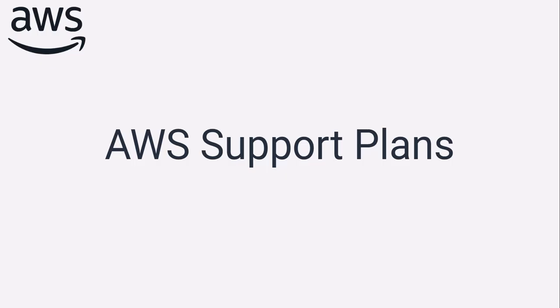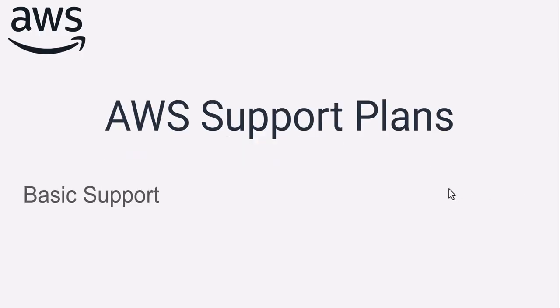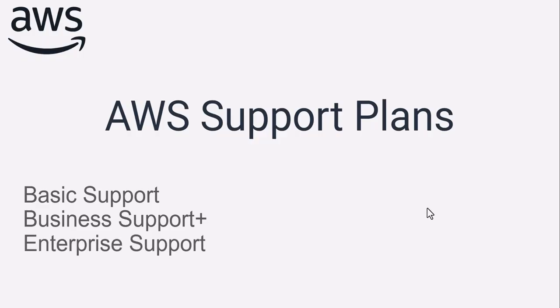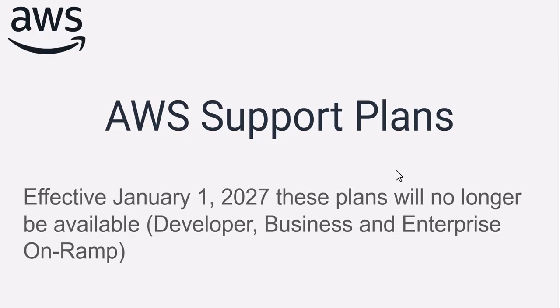In this video, we're going to talk about the different AWS support plans. The free support plan is called Basic Support Plan. There's also the Business Support Plus plan, Enterprise Support, and then Unified Operations Support. There's going to be some changes to the support plans starting January of 2027. They're going to get rid of the developer, business, and enterprise on-ramp plans.